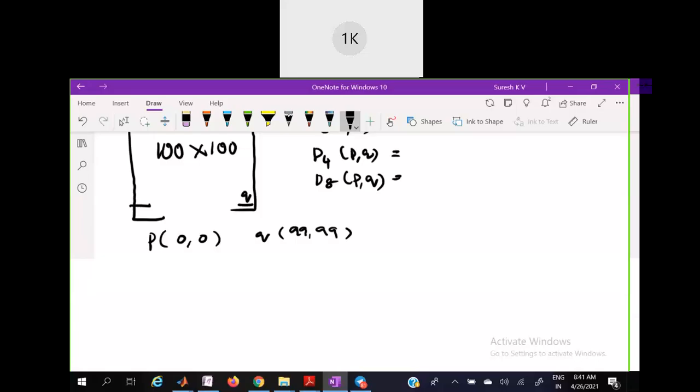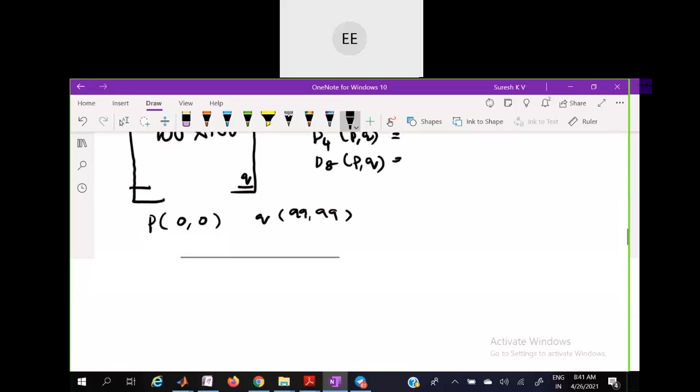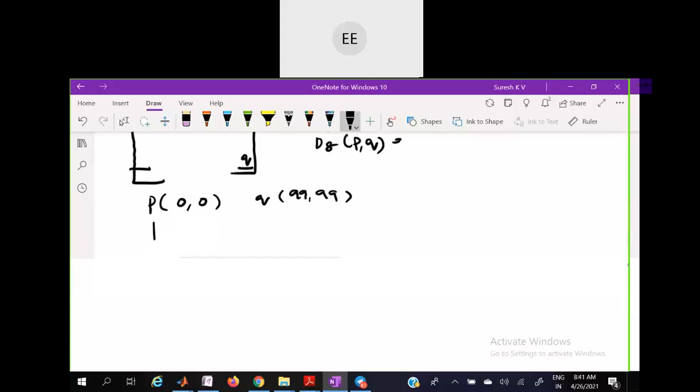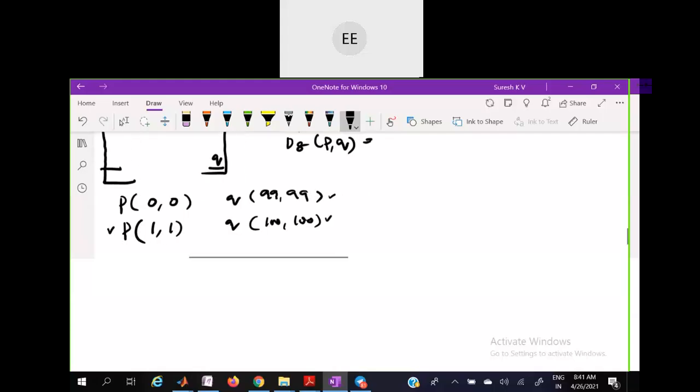Otherwise it is simple. You have to be very careful, because it is a 100 cross 100 image. If you start at 0, it should be 99. Or, if you start at 1 comma 1, then what Rahul said is correct, it is 100 comma 100, with 1 to 100 rows and 1 to 100 columns. Either way you get the same answer because you are taking a subtraction.